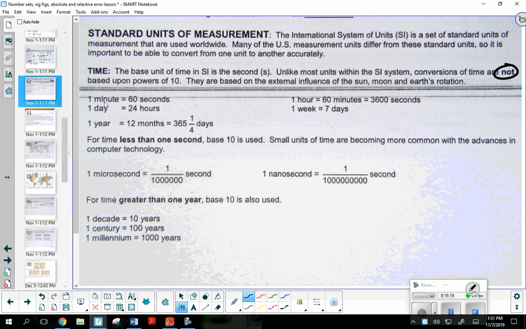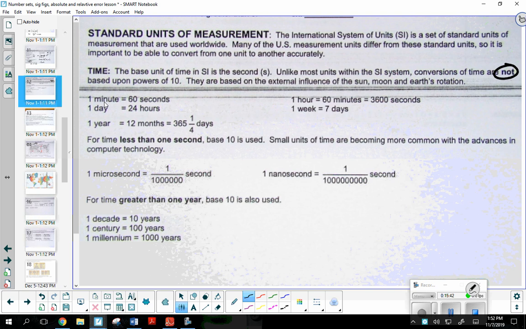All right. For time less than 1 second, that's when we go ahead and use base 10. Small units of time are becoming more common with the advances in computer technology. 1 microsecond is, what is this? 1 millionth of a second. 1 nanosecond is 1 billionth of a second. Okay. For time greater than 1 year, base 10 is also used.